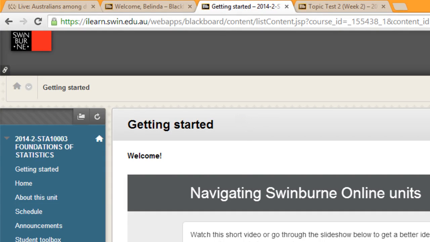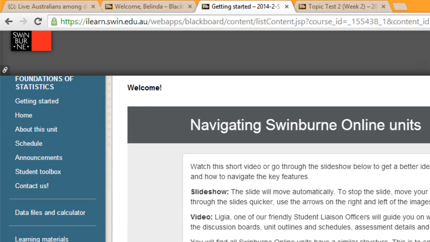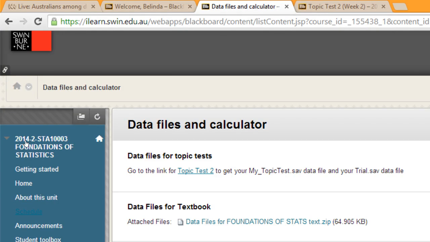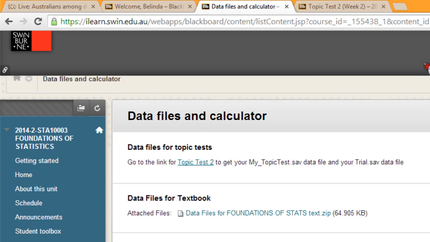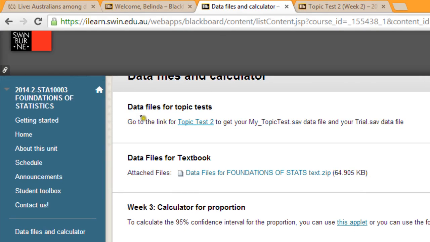Okay, I'm just going to do a quick video to show you how to go through topic test 2. First of all, you can go to the data files and calculator link. I'm in student view, so I have the same view as you. And in here you can download all of your data files that go with the eText, your SPSS data files. It's a zipped file, so you need to press it and extract the SPSS files.